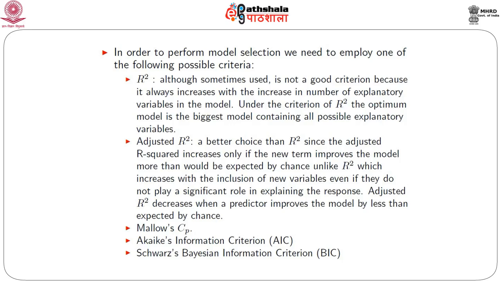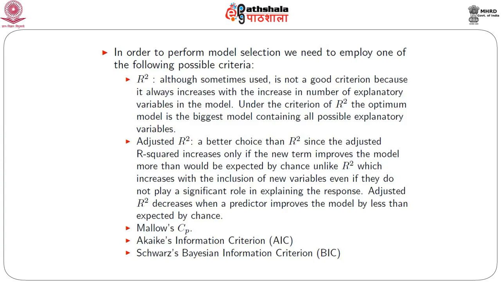So, a betterment of the R square criterion is using the adjusted R square. It is a better choice than R square because the adjusted R square increases only if the new term improves the model more than would be expected by chance, unlike R square, which increases with the inclusion of new variables even if they do not play a significant role.